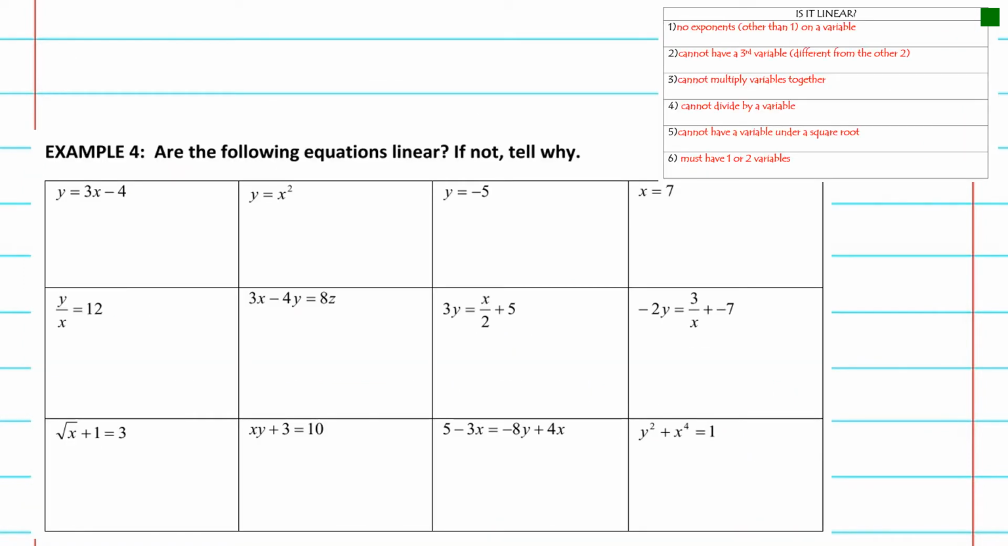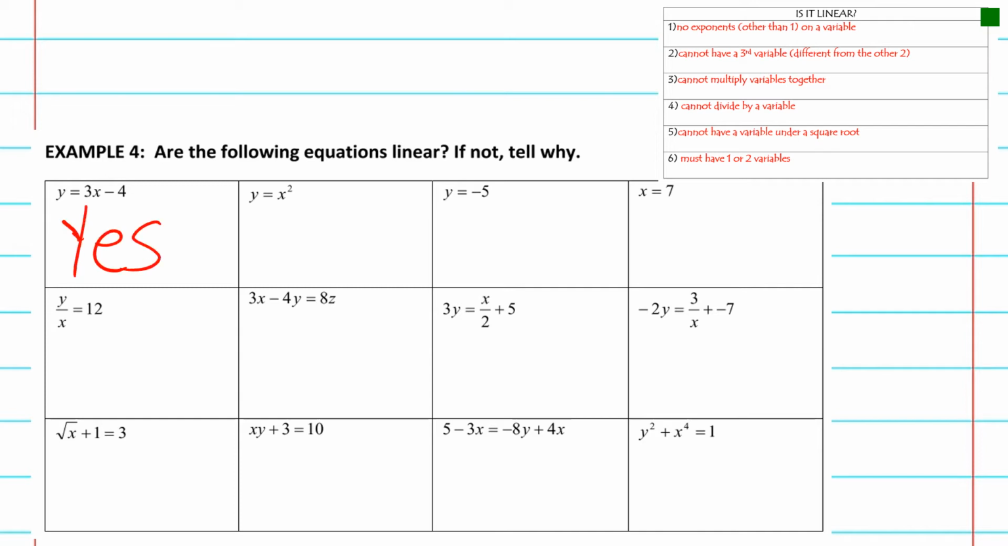All right, so let's take a look at this. We're going to look at each of these situations and make a determination as to whether or not they're linear. So the first one, y equals 3x minus 4. Well, my variables have the exponent of 1, because remember the exponent of 1 doesn't have to appear, so that's okay. It doesn't have 3 variables, so rule number 2 is okay. Number 3 says I can't multiply them together, but I haven't. Number 4 says I can't divide by a variable, but I don't even have any fractions. Number 5, I can't have any square roots with a variable under them, and I must have 1 or 2 variables. So is this one linear?